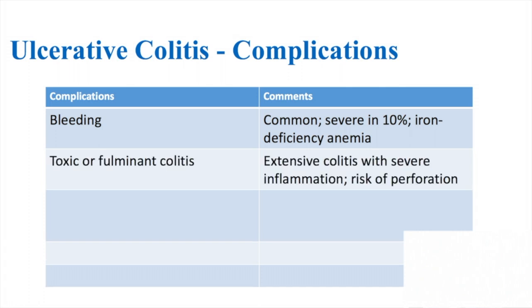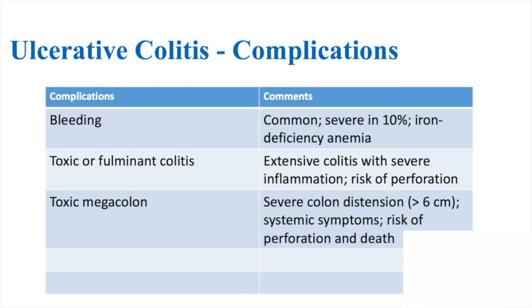Also, you can have what's called toxic or fulminant colitis, which is where you have severe, extensive colitis in the colon. This is a severe disease that can lead to significant complications, including the risk of causing a tear within the colon. This is usually in those patients who have very severe ulcerative colitis that is not responding to medical options. This can lead to what's called toxic megacolon, which is where you have severe colon distension. Your colon gets very, very big, greater than 6 centimeters. You have systemic symptoms including pain, nausea, upset stomach, and there's a very high risk of significant complications with toxic megacolon, including perforating the colon and causing a tear within the colon.